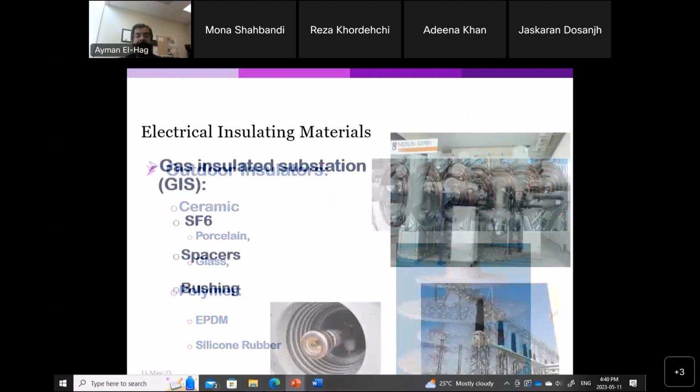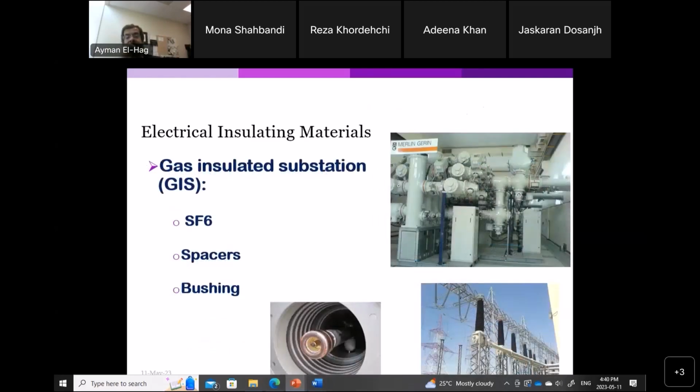Another type of insulating material that has solid and gas insulation is the gas insulated substation. This is a GIS system at 400 kilovolt. I took the picture myself for this one, 400 kilovolt. Now, those GIS are filled with SF6. Now, SF6 has a very important feature. It's an electronegative gas.